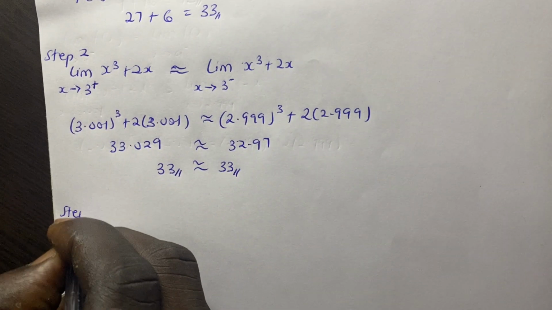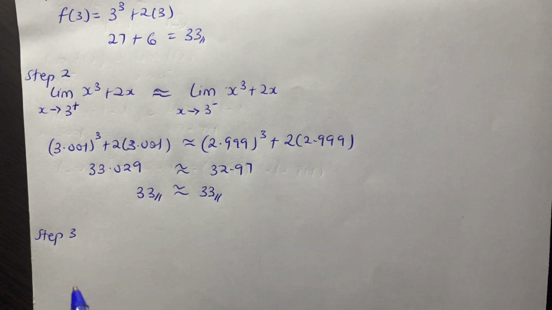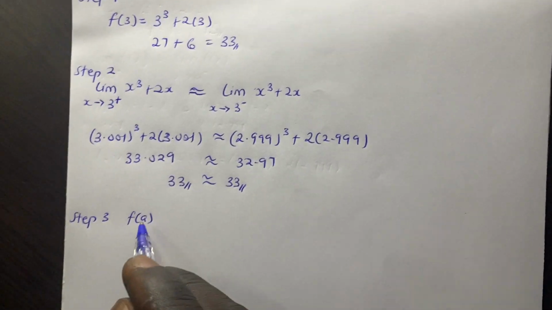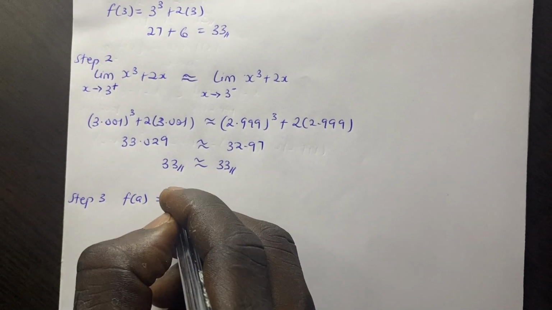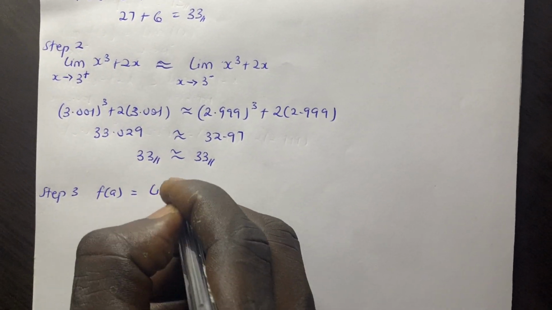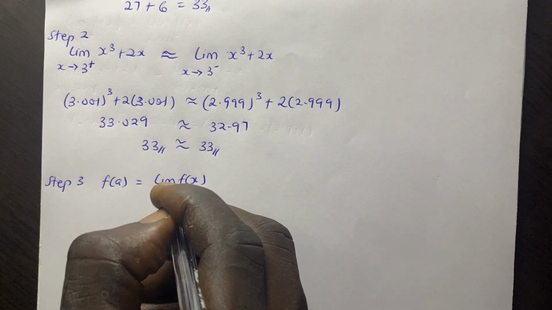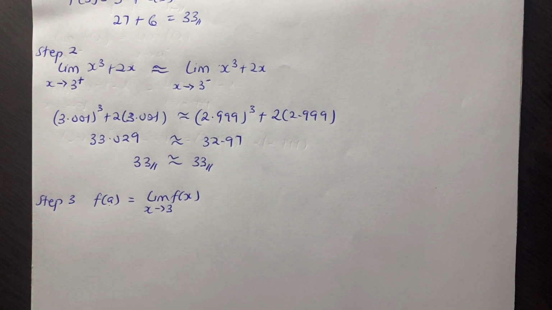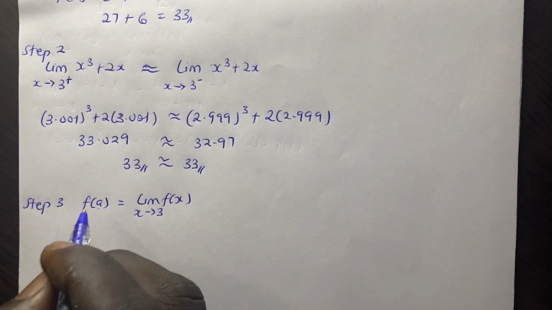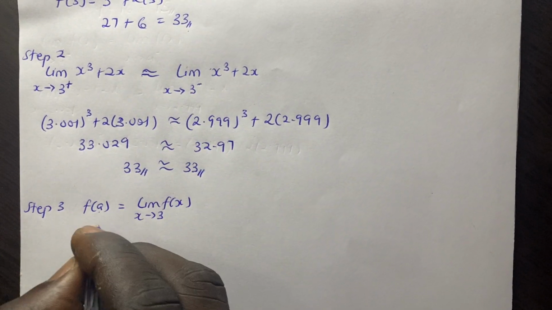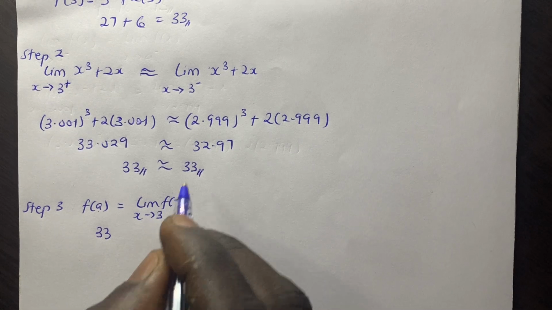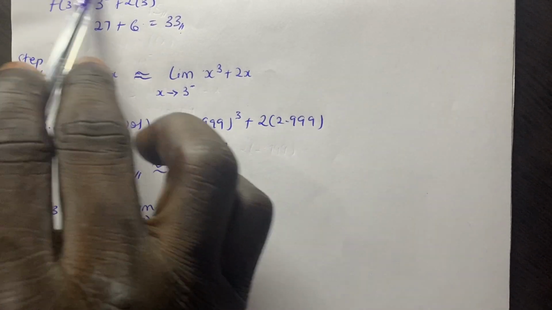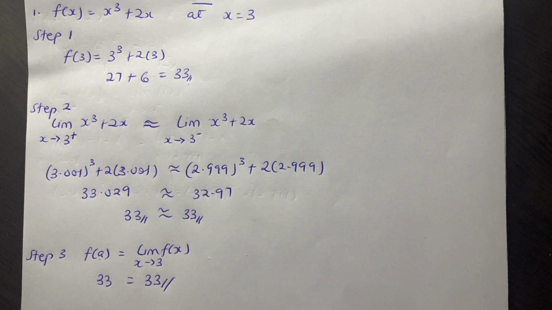And for step 3, we just have to compare. So now we compare our f of a, which is the point, to our limits, right? To the limits of f of x as x maps to 3. And if this is equal to this, then it means that our function is continuous. At f of a, or f of 3, we had 33, and our limit is also giving us 33. So it means that this particular question is continuous at x is equal to 3, right?